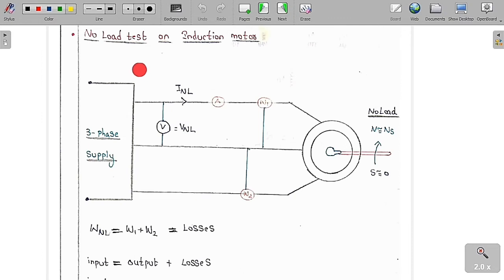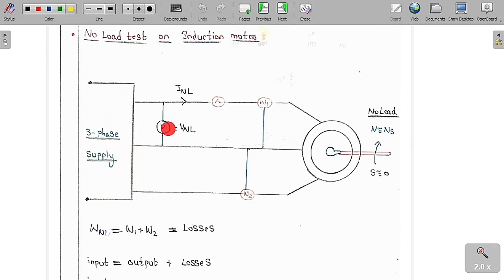So now we are going to discuss one more important concept of induction motor, which is called the no load test on induction motor. So basically we are going to perform the no load test on the induction motor. This is the stator of the induction motor, this is the rotor, and this is the shaft of the rotor. Now to the stator we are going to give a 3-phase supply. These are the 3 windings, and we are going to give a balanced 3-phase supply.